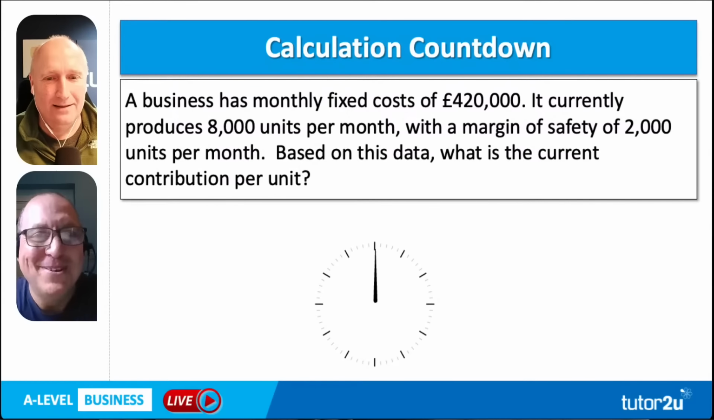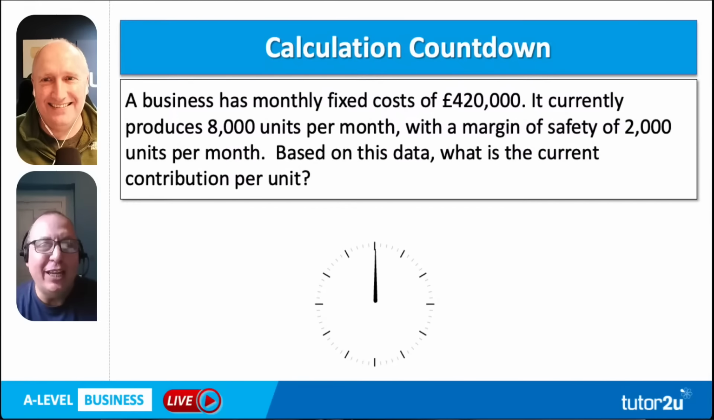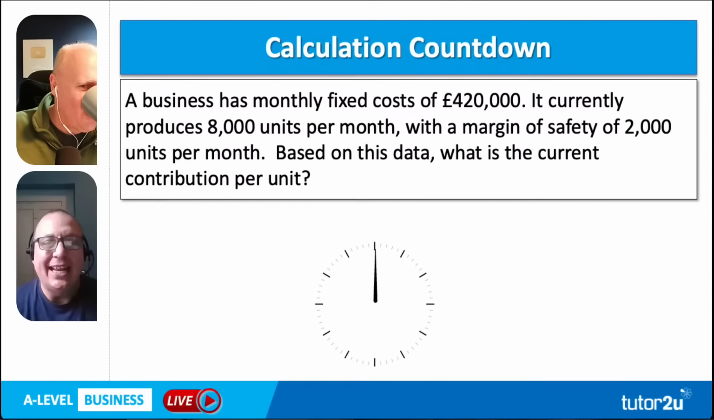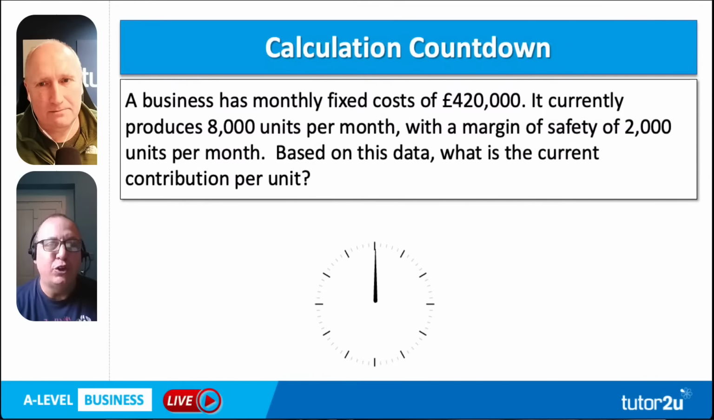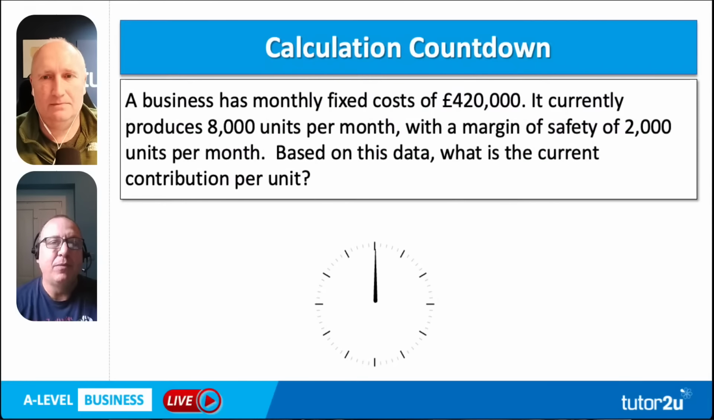Over to you, mate. So, a quick calculation countdown question here. So, we've got a business which has monthly fixed costs of £420,000. It currently produces 8,000 units per month. That's its actual output. It has a margin of safety of 2,000 units per month. Based on this data, what is the current contribution per unit?